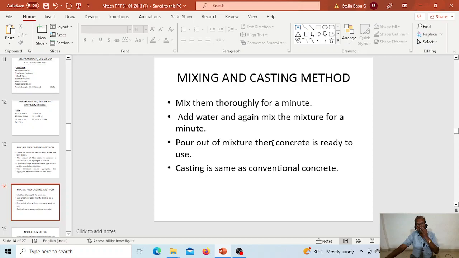Mix those fibers and conventional concrete thoroughly, add water, and mix again for a minute. Pour out the mixture, and then the concrete is ready to use. When you use this, it avoids cracks and gives more strength. The casting is the same as conventional concrete.